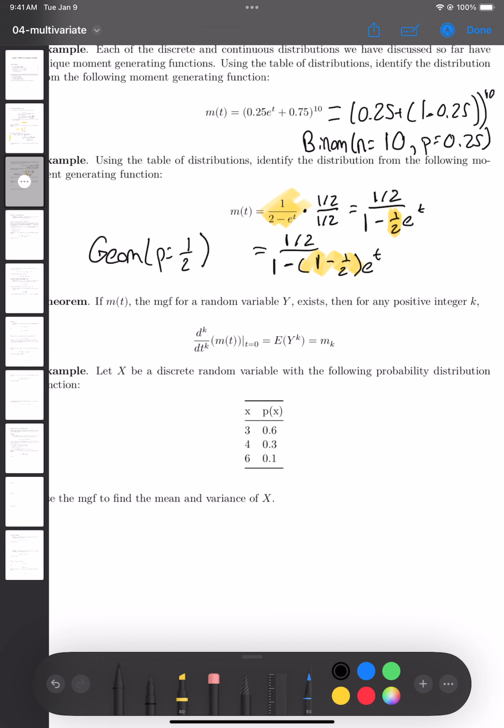We'll stop there. Your quiz will give you some more practice with working with moment generating functions, and we'll talk more in class about why they might be something we can actually use.